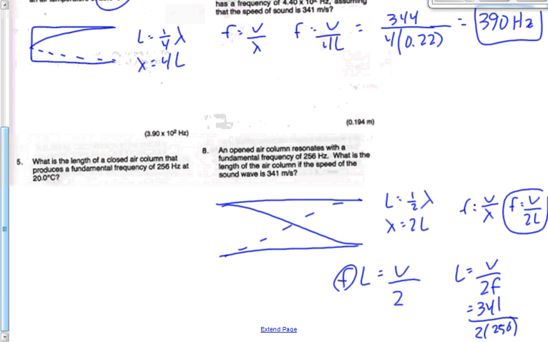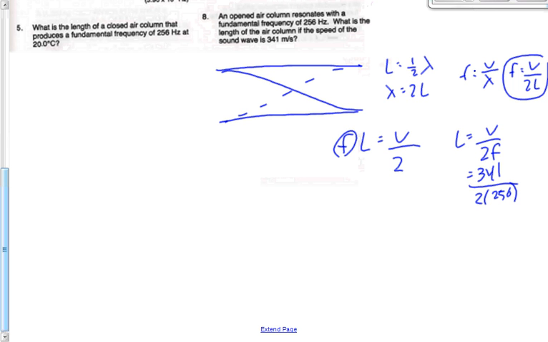Do the math on that one, and the answer's not there. I'm going to try to do this roughly in my head though. 341 divided by 512 is going to give me somewhere in the range of 0.65-ish. What is it? 66 centimeters. Okay, I predicted about 65 centimeters.